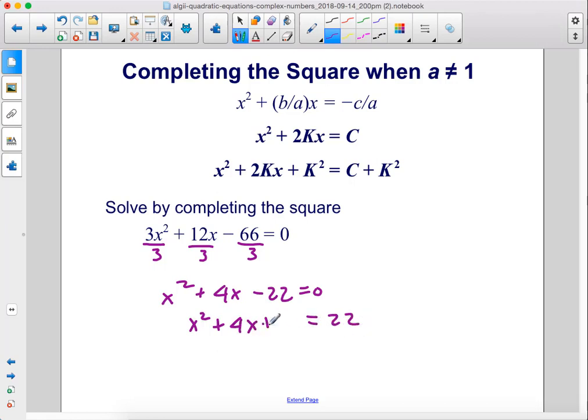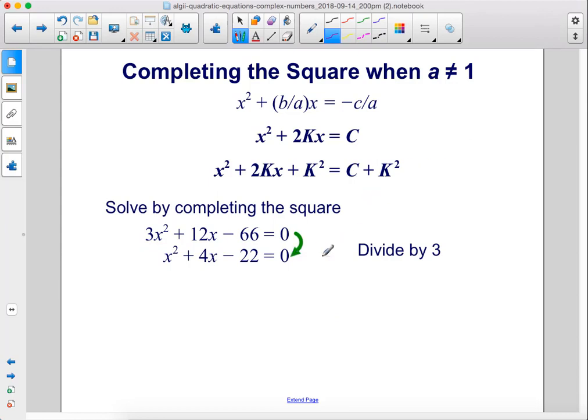And we're going to complete the square on the left side. 4 divided by 2 is 2. 2 squared is 4. So we have to also add 4 to the other side because it's an equation. Both sides must remain equal. Alright, so we now have a perfect square, x plus 2 squared, and that equals 26, which we can just go on to solve as usual.